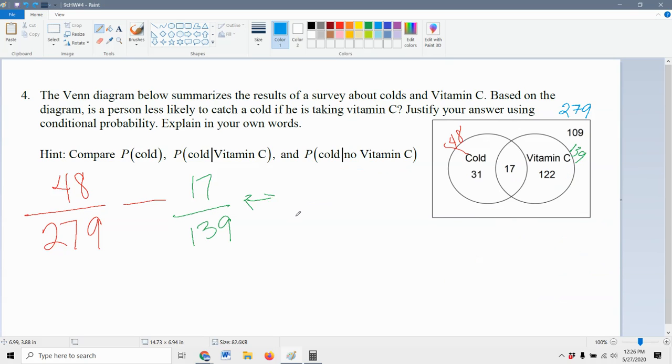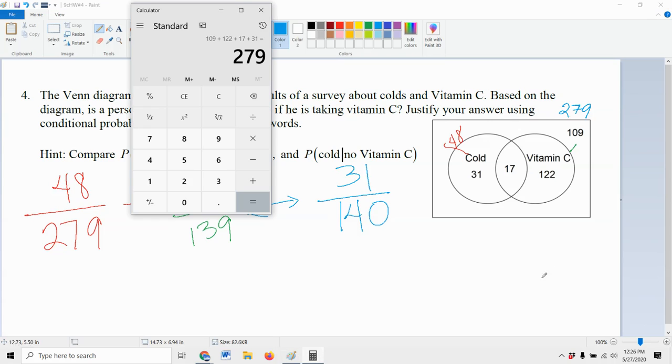Well, I'm going to clean this up. And remember, our category had 140, but 31 of them did have a cold. So now what we're going to do is we're going to get up our calculator, and we're going to go through and we're going to just make a decimal of all of these numbers, because that's going to give us a better sense of how to compare them. Because fractions are notoriously difficult to compare. All right.